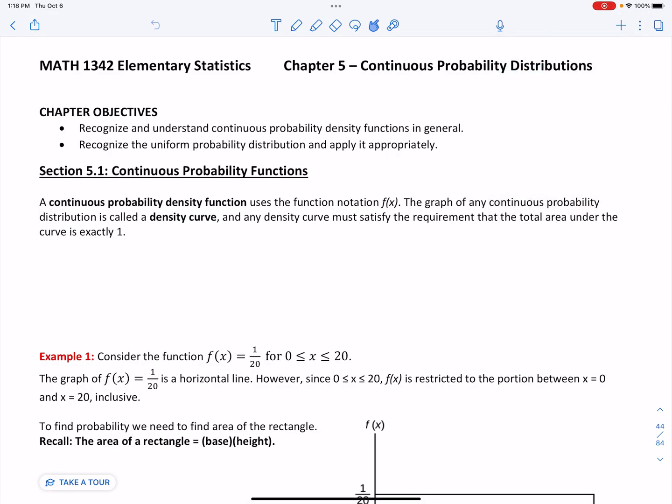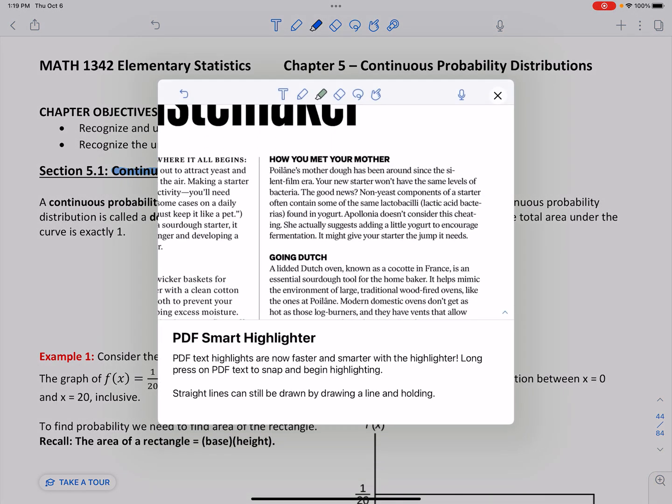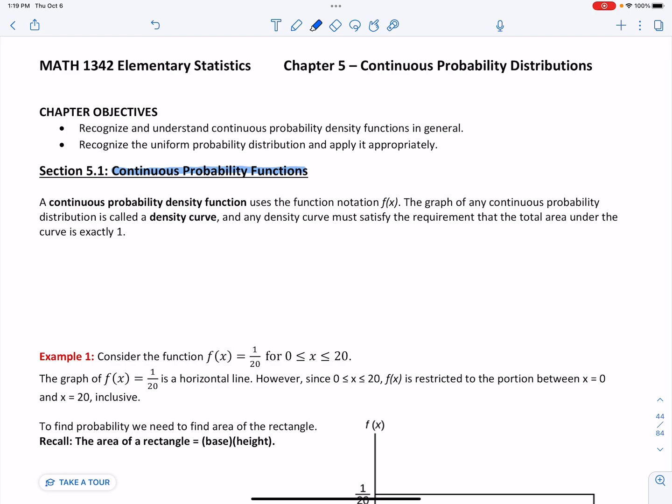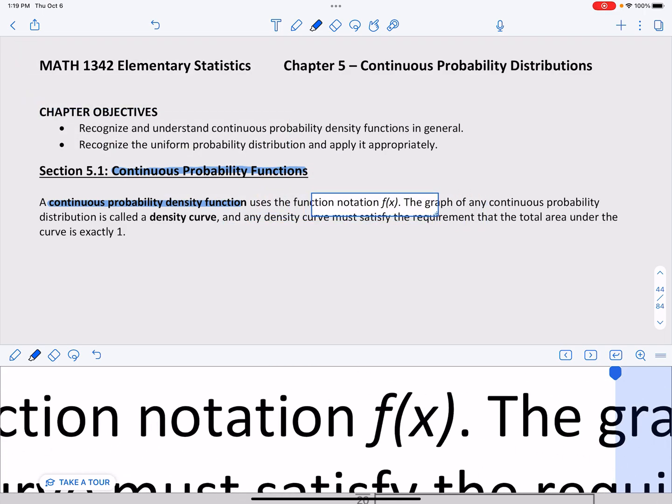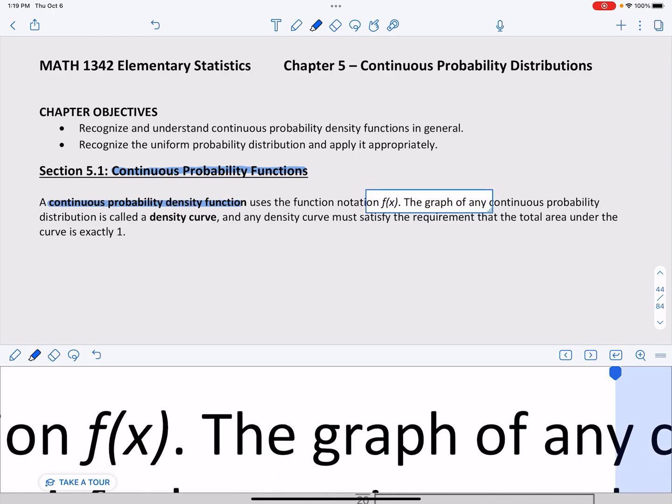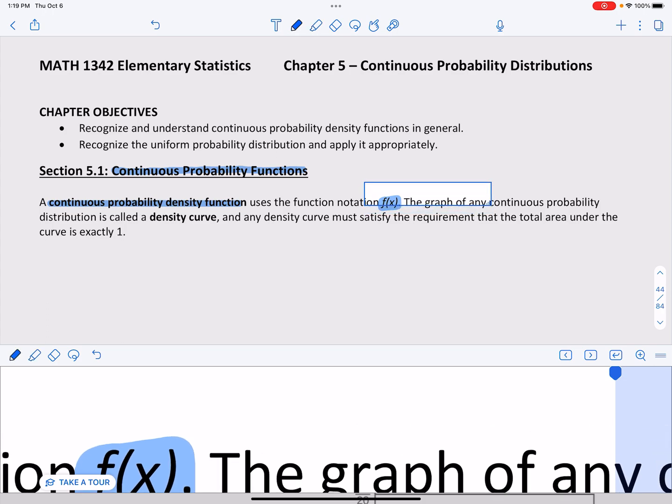Okay, guys, let's get a start on Chapter 5. Our first section is going to take a look at continuous probability functions. Now, a continuous probability density function uses function notation f of x. That is this guy right here. That is function notation that we use in algebra.